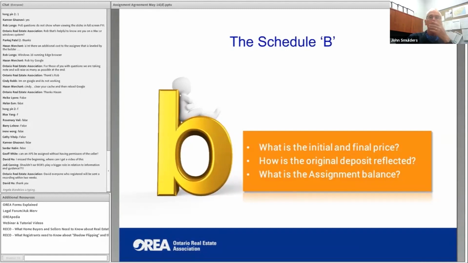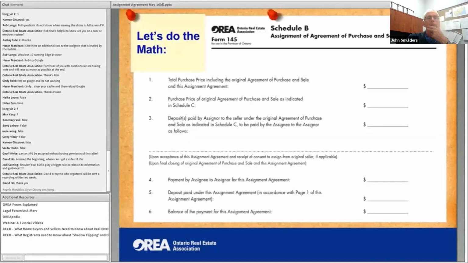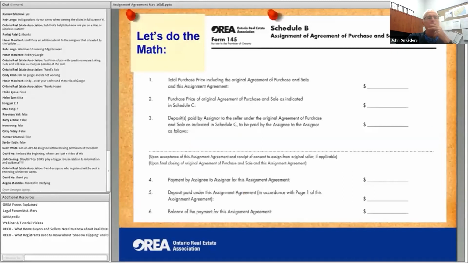So in taking a look at this, let's have a sample of the Schedule B. I'll go to the next slide. We're going to complete it by the mathematics. You'll notice I've pulled out the mathematics part. If anybody has seen the Schedule B of an assignment agreement of purchase and sale, I'm just using Form 145. Identifying in number 1, it requires, and really, sorry, before I go forward, I know Lou has even been heard to say, if you complete Schedule B, it pretty much is a vast majority of the understanding of the assignment agreement of purchase and sale. So let's take a look at this math. Total purchase price, including the original agreement of purchase and sale.